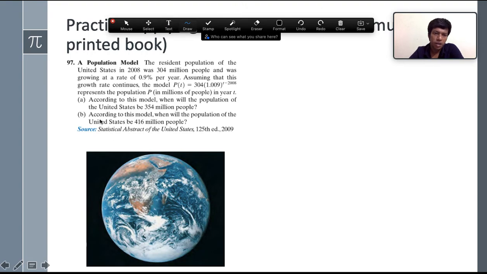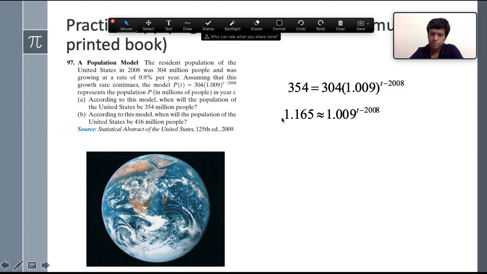All right, now they ask us something different. They don't ask how this is calculated. According to this model, when will the population of the United States be 354 million? That means P(t) equals 354. Then what will be the value of t? See how we solve it. We put 354 million here and try to find the value of t. 354 divided by 304 equals this. We divide 354 by 304, then we get this.